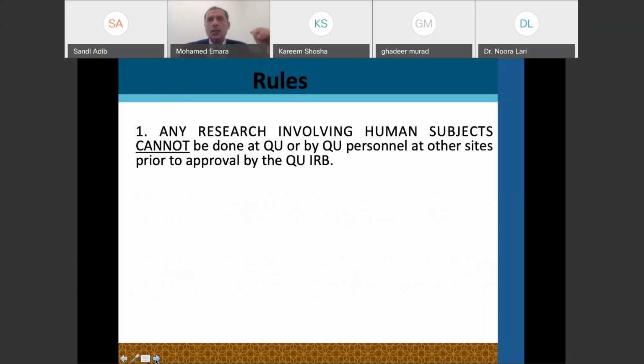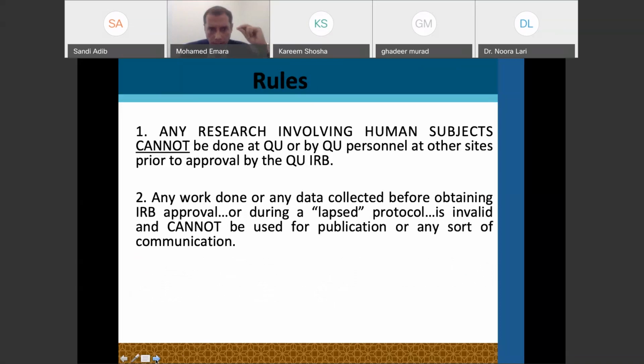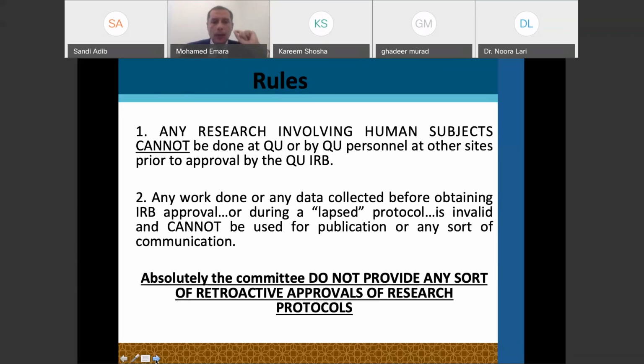The rules here: any research involving human subjects cannot be done at QU or by QU personnel at other sites prior to approval by the QU IRB. Remember that, please. Any work done or any data collected without obtaining IRB approval or during a lapse of protocol is invalid and cannot be used for publication. You must take the IRB approval first. Absolutely, we do not provide any sort of retroactive approval for research protocols.